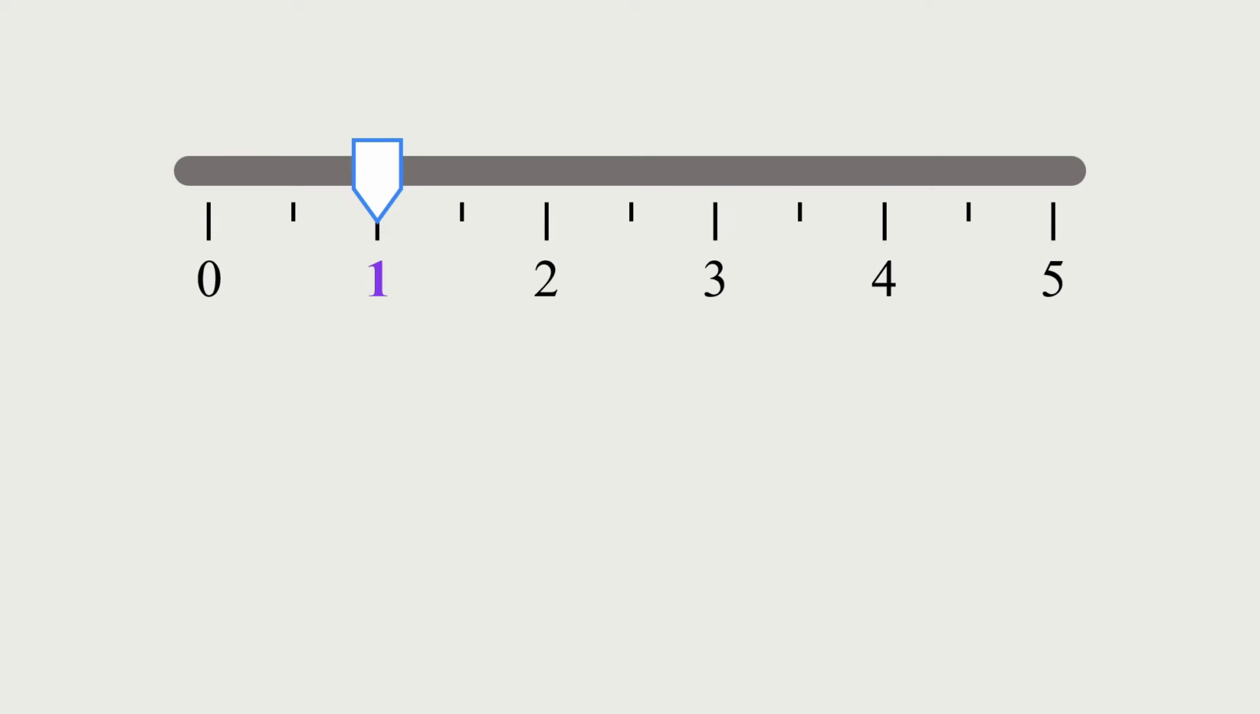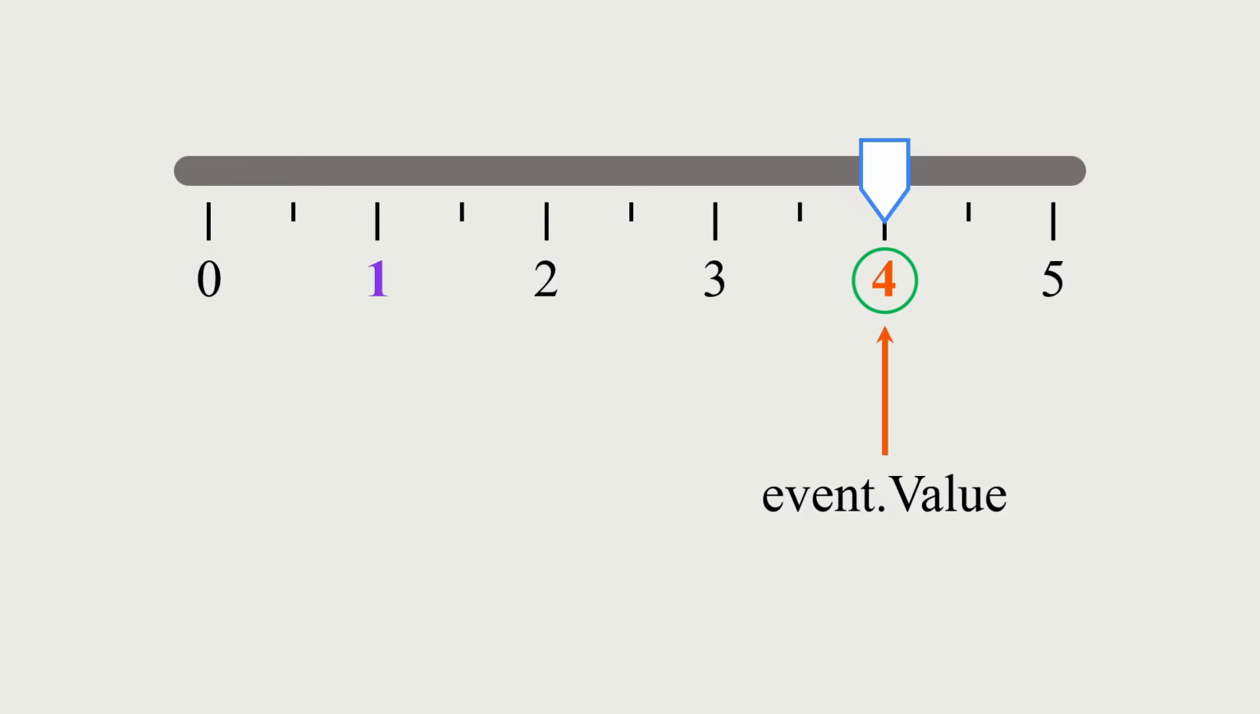Now, consider this slider. Right now, the value is 1. Remember this value because we are going to change it. Let's change this value to 4. Now we want to get this present value, 4. We can get this using the event argument. For this, we have to write event.Value. Of course, we can get this value using the app argument also. For that, we have to write app.Slider.Value.